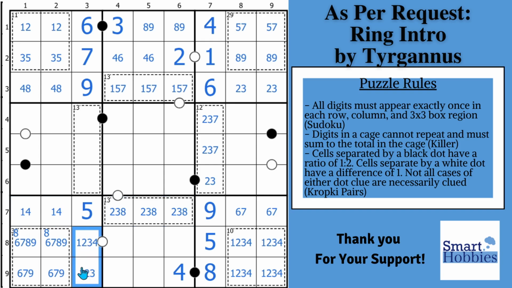And now this has to be a 2 or a 3 right here. And so you look at this dot and go, what is this dot going to be? Well, it could be a 1, but less than a 2. So it could be 1. It can't be a 3 because of this 3, and it can't be a 4 because of this 4. So this can only be a 1 or a 2.